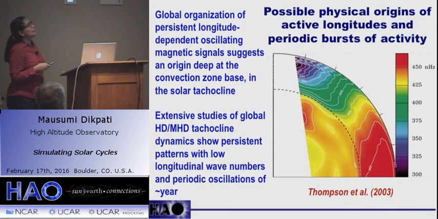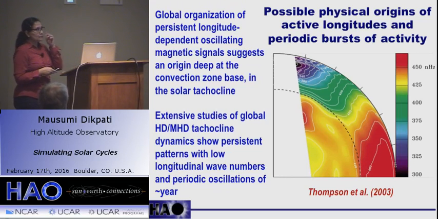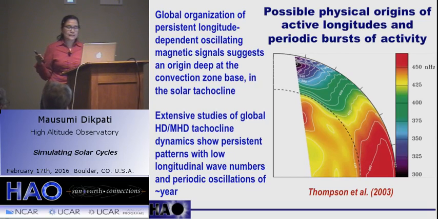Global organization of persistent longitude-dependent features, as well as the oscillating magnetic signals, suggests that they originate perhaps in the deep interior, somewhere at the base of the convection zone or in the Tachocline region.